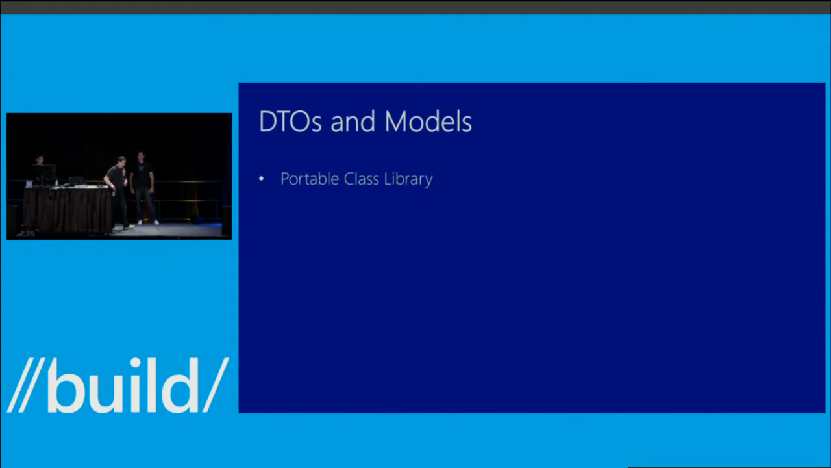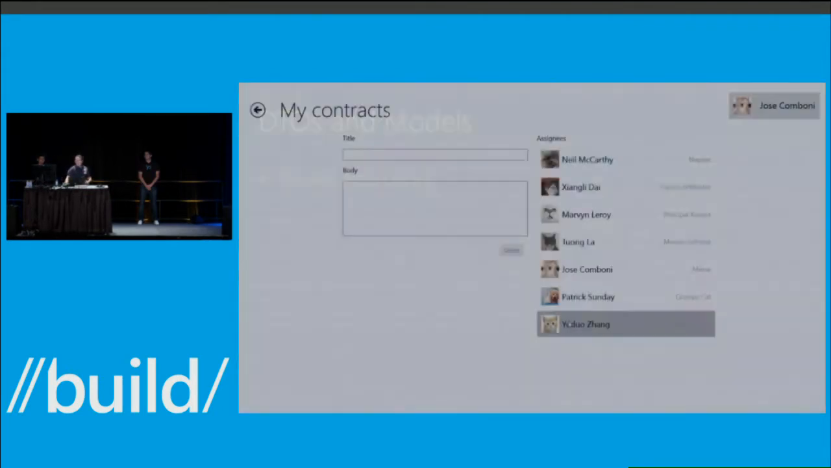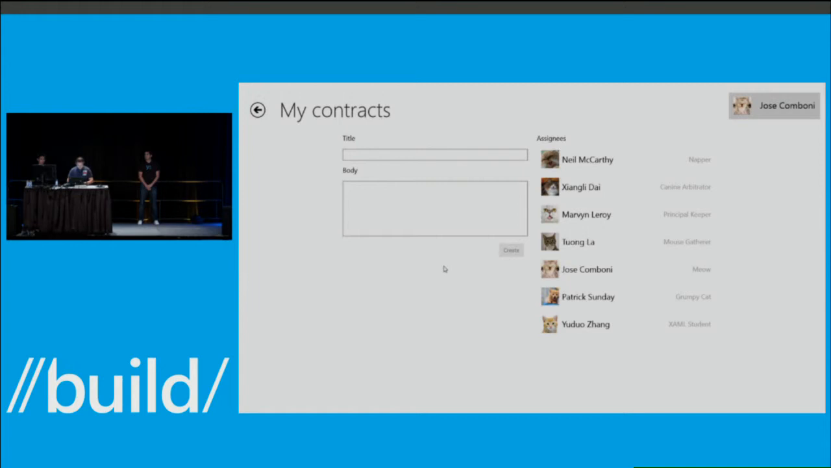Now, DTOs and models. I think that's something very important in our platform. We have a lot of information in the platform. It took the team about, I don't know, several weeks to come up with a comprehensive set of models and DTOs. And we created these portable class libraries for you to start using. We want to open source this project probably in CodePlex and GitHub for those that are Git addicts. Let me just show you very quickly the DTOs.